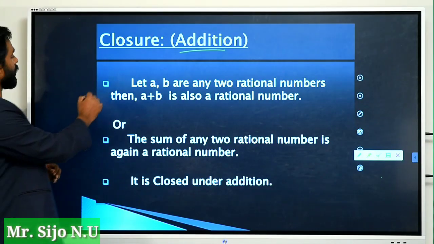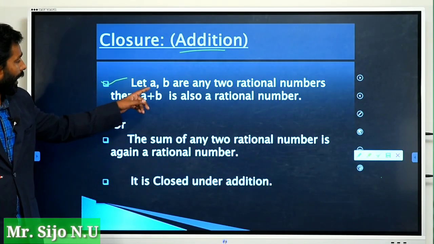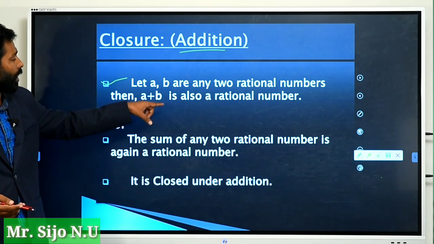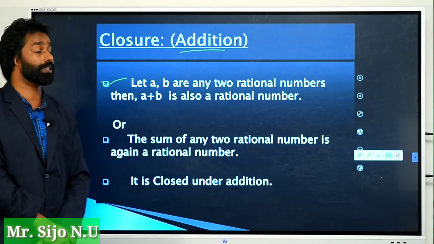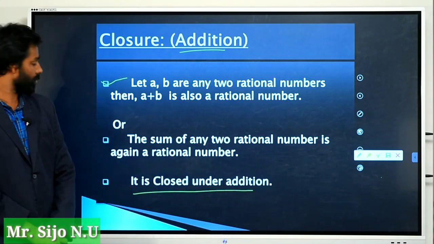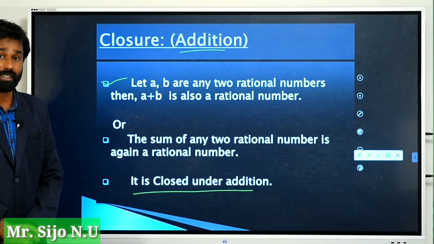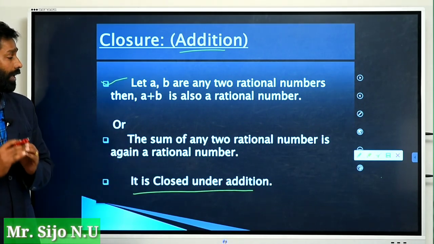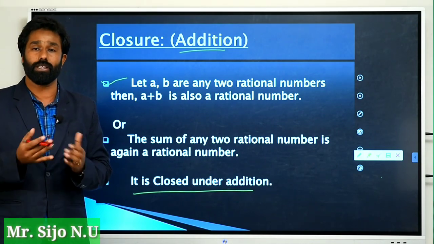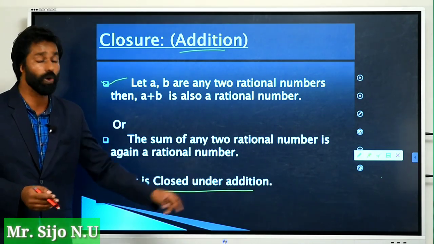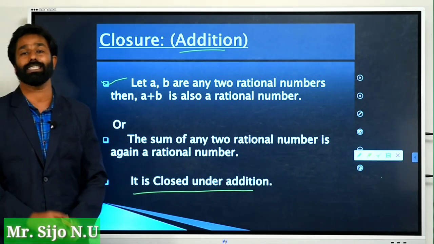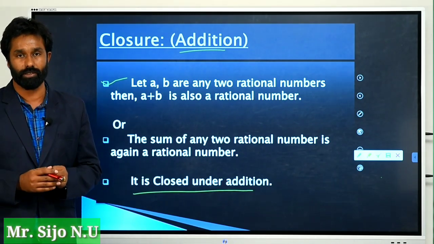See here, let a and b be any two rational numbers. If a plus b is also a rational number, then we can say it is closed under addition. In other words, the sum of any two rational numbers is again a rational number. Then we can say the closure property is satisfied in the case of addition.